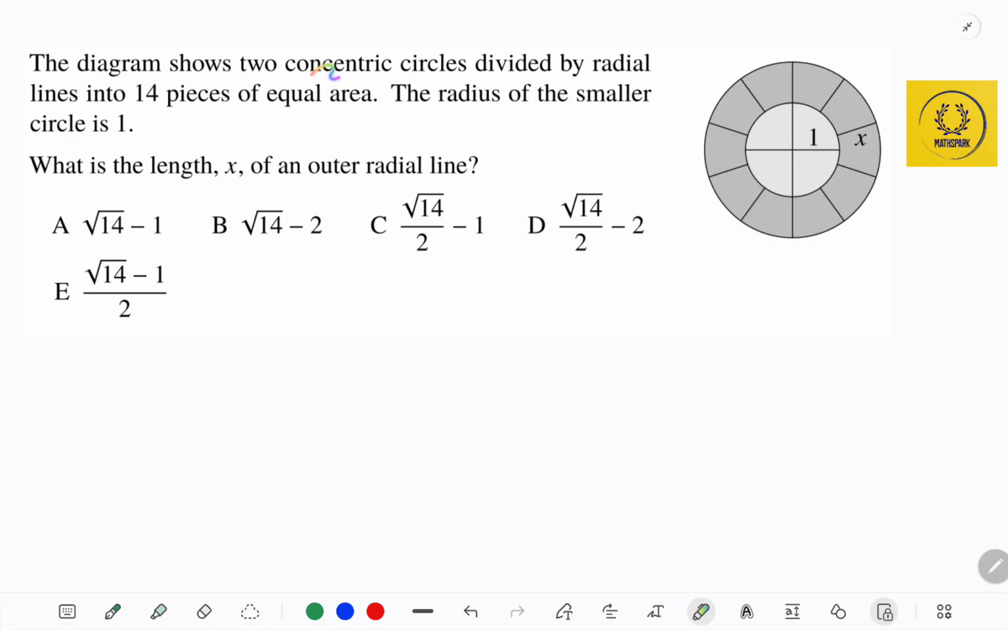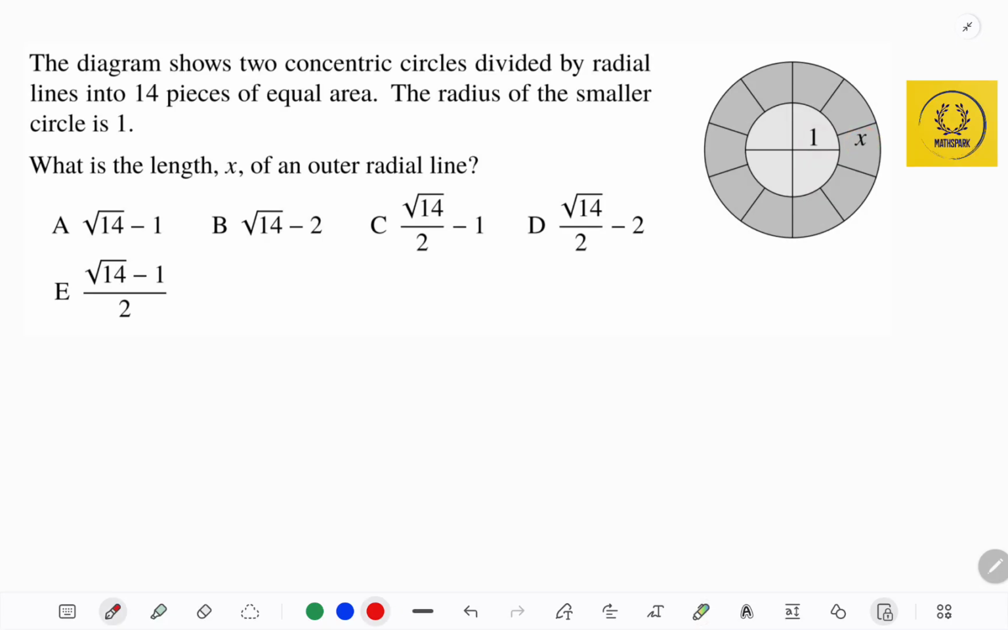We have a diagram that shows two concentric circles divided by radial lines into 14 pieces of equal area. The radius of the smaller circle is 1 and we are going to find the length of x.